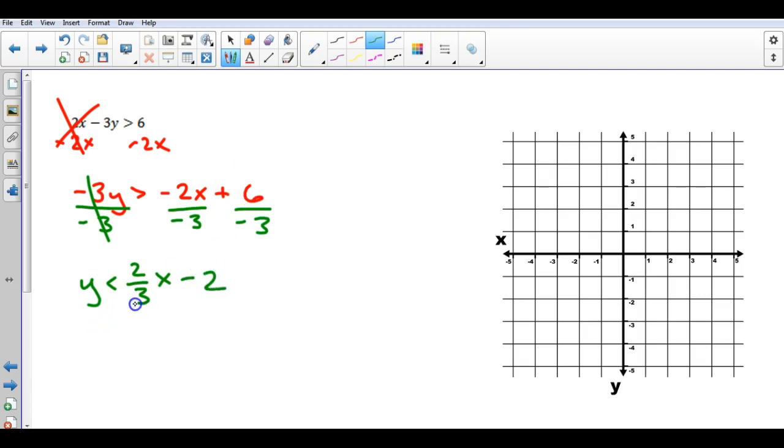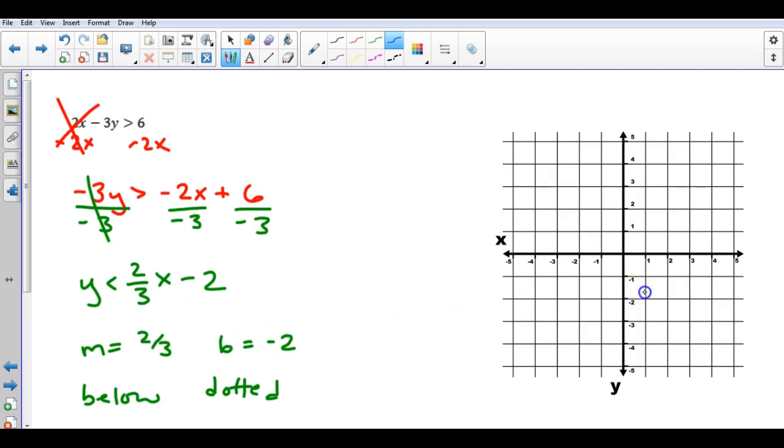So I'm going to identify those 4 key characteristics like we just did in the last example. My slope of this is 2 over 3. My y-intercept is negative 2. Since this is a less than, you're going to be shading below for the half plane. And then it's just a less than. It's not less than or equal to. So you are going to be using a dotted line. Or sometimes I'll write a dash. Dash, dotted, same thing. And then we'll just graph this.